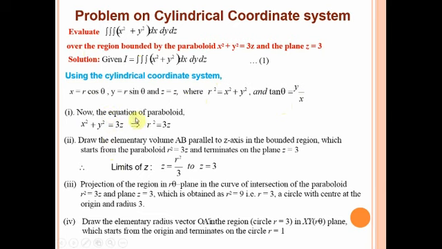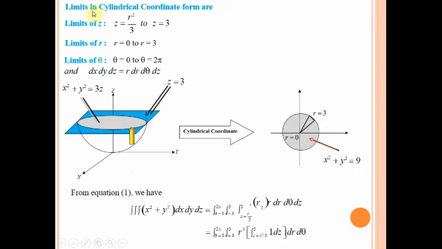First the paraboloid is given, then we put the limits, draw the element, and then we can solve it. The limits in cylindrical coordinates are: z from r square by 3 to 3, r from 0 to 3, and theta from 0 to 2 pi. So in this way, the resultant paraboloid structure will be like this.